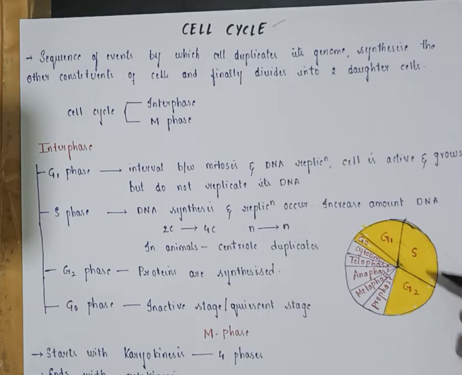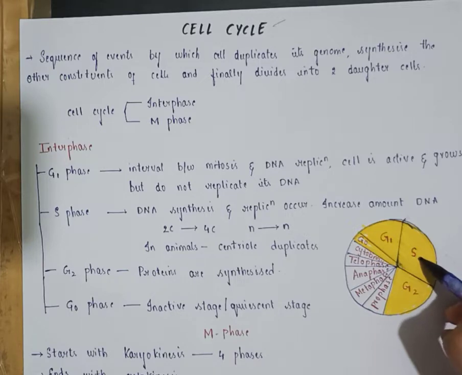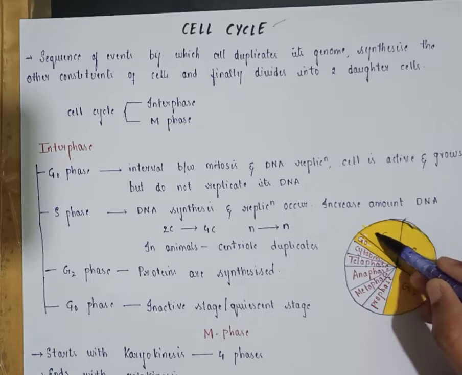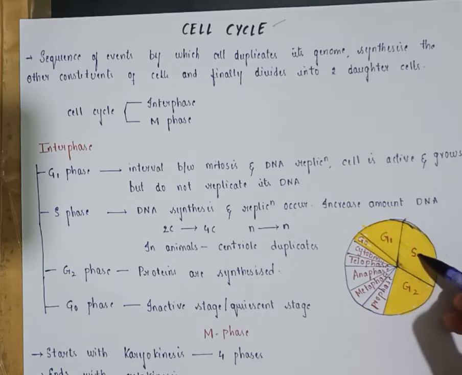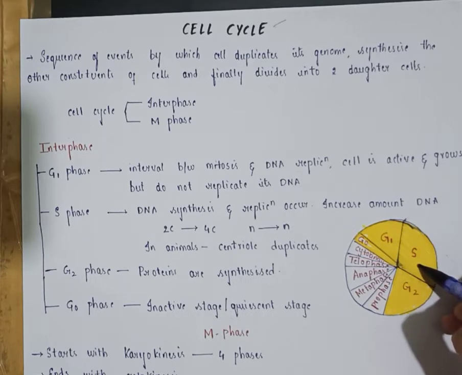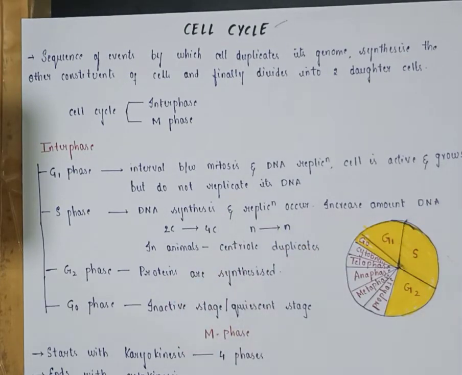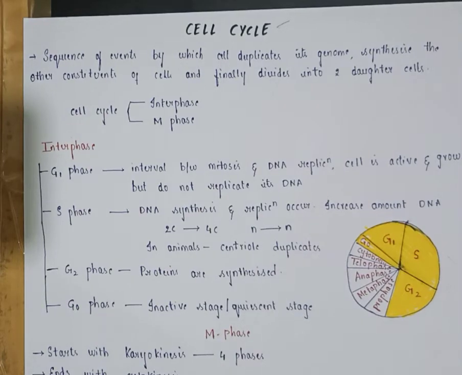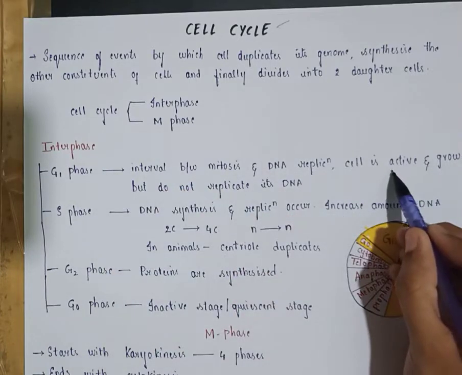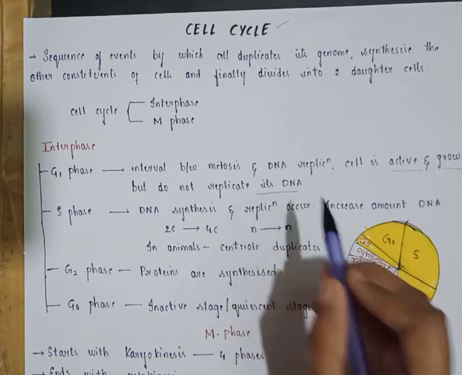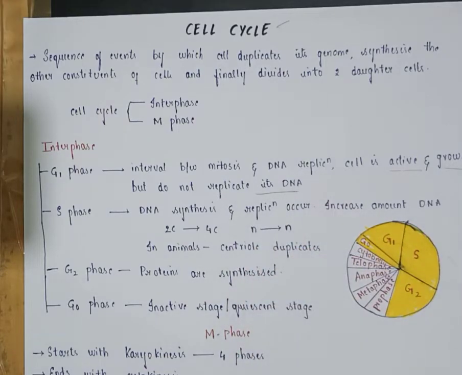As we can see in this cycle, DNA replication starts in the S phase, and this one is the mitosis phase. So G1 phase is the interval between mitosis and the starting of DNA replication. During this phase the cells are active and grow but do not replicate their DNA. So G1 phase marks the cell growth. During the G1 phase the cell is metabolically active and it grows but does not replicate its DNA. So these are the events in G1 phase.